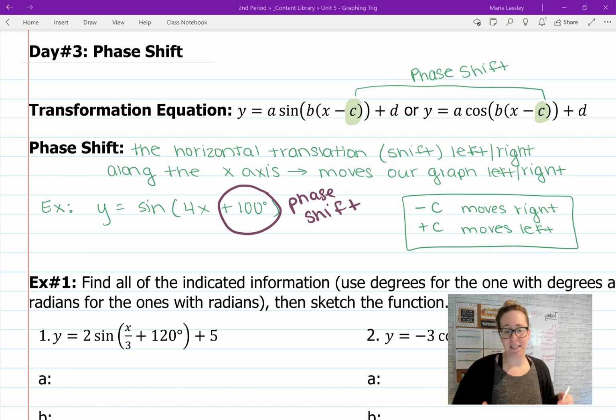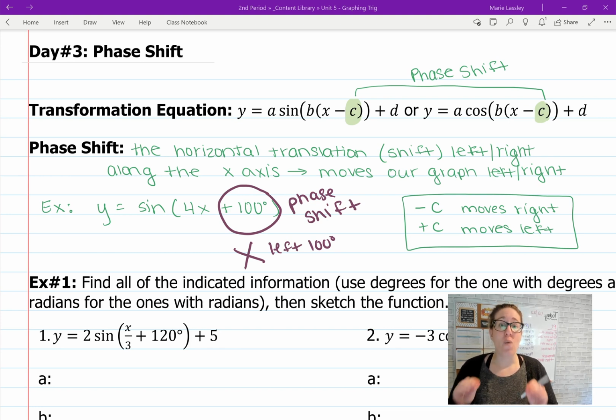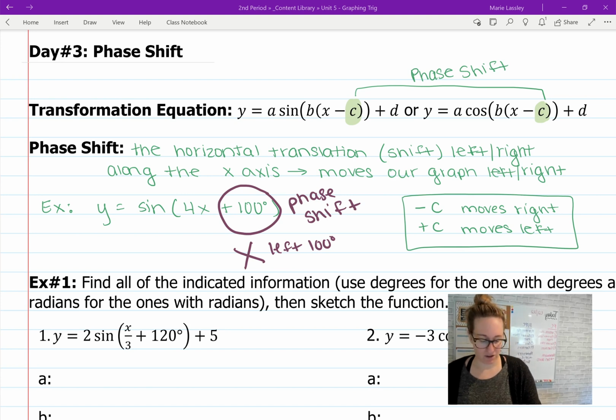Anyways, with this example, a lot of times people will say that we have a shift left 100 degrees. That is wrong. That is 100% incorrect. In order to get the appropriate phase shift, you have to pull the B value out first. We are not shifting our graph by 100. We're shifting our graph by 4 times something equals 100. So you have to pull the B value out first.